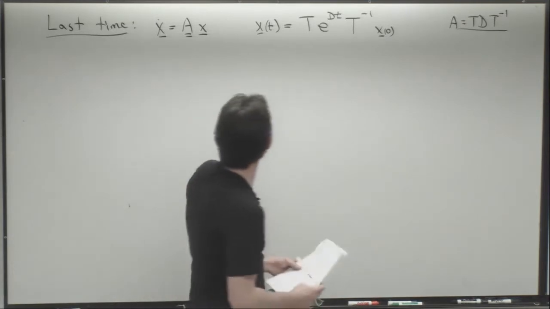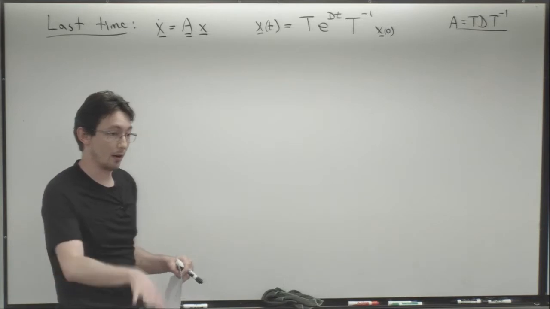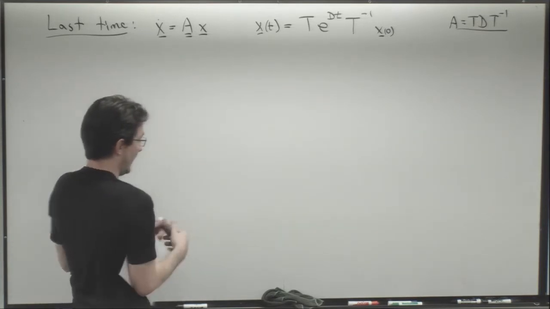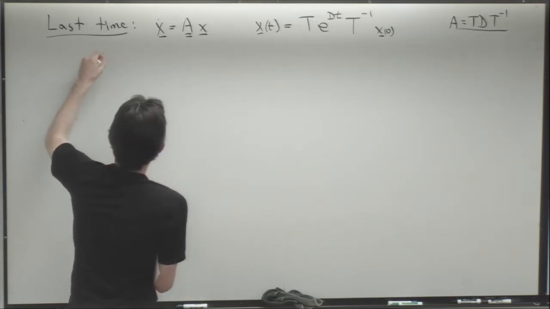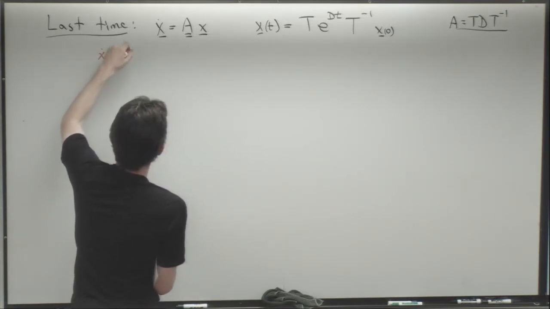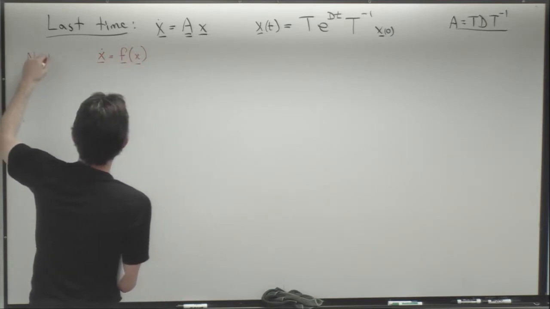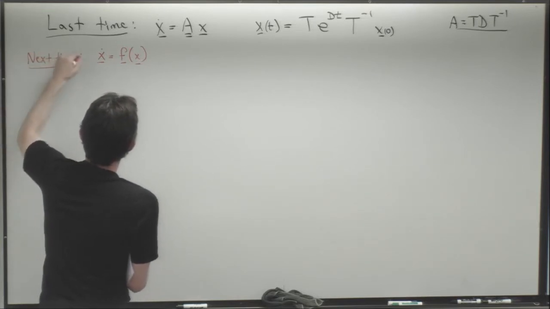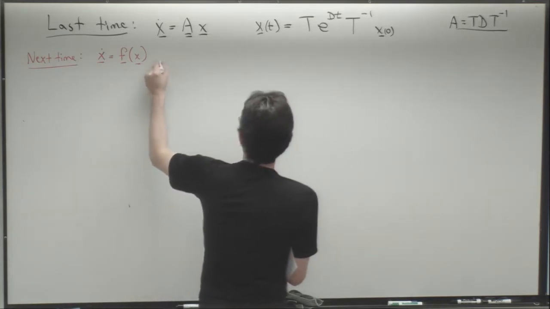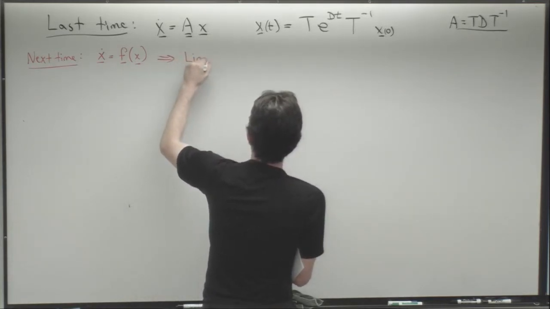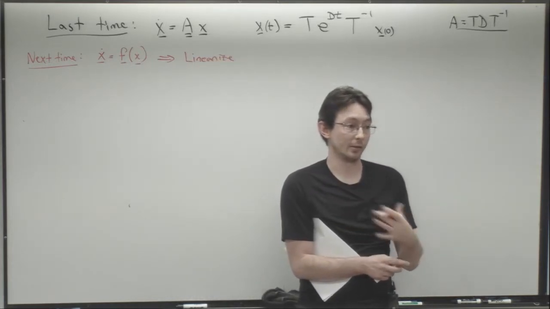Probably we won't get to this in this lecture, but on Wednesday we're going to look at a nonlinear differential equation, x dot equals some function of x. These are all vectors, so this is next time. Then we're going to look for fixed points where f is 0, and we're going to linearize around those fixed points to get a system x dot equals Ax.